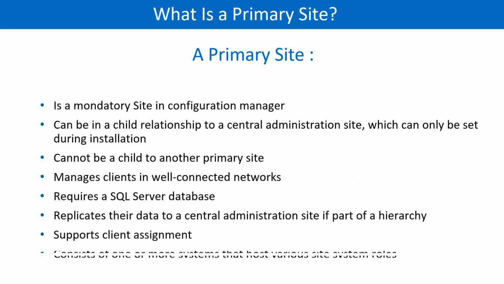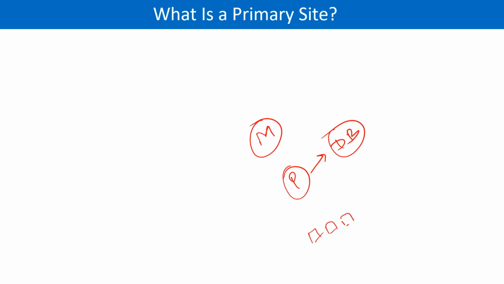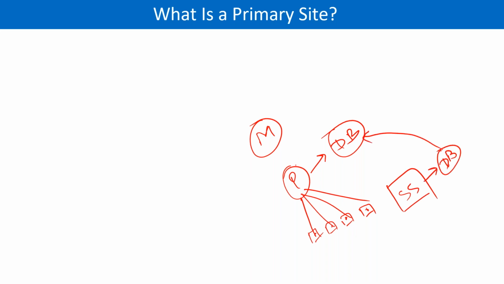Now, primary site is the main site in SCCM. Without this, nothing will happen, because all the policies and everything start from the primary site. So primary site is a mandatory site. Primary site needs a database, just like the central administration site. Primary site collects data from client computers. Secondary also has a database, so it gathers data from there. Whatever data the primary site collects, it will put in the database.